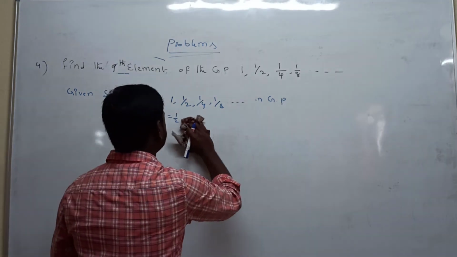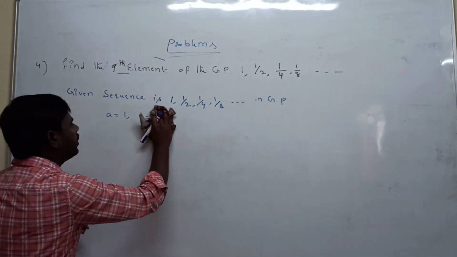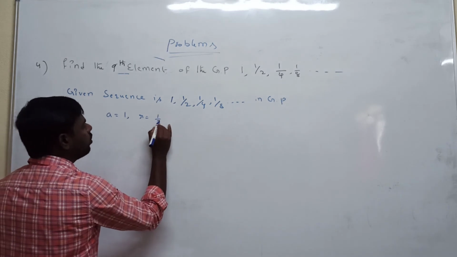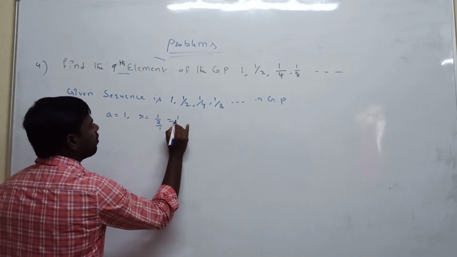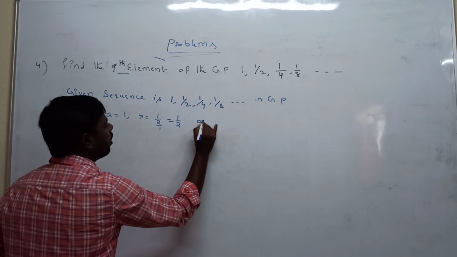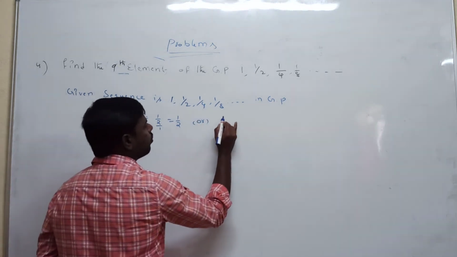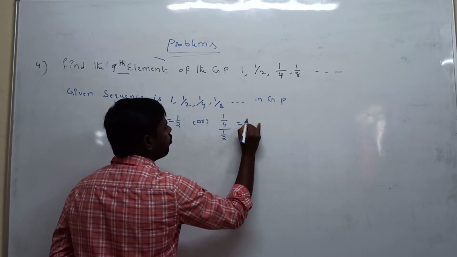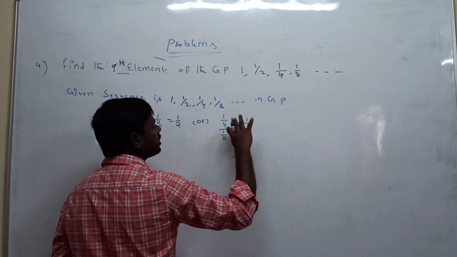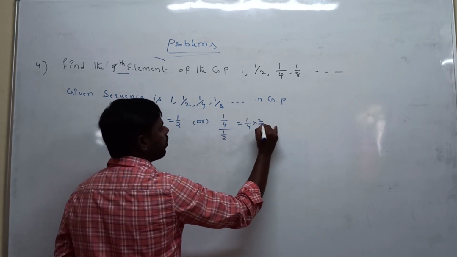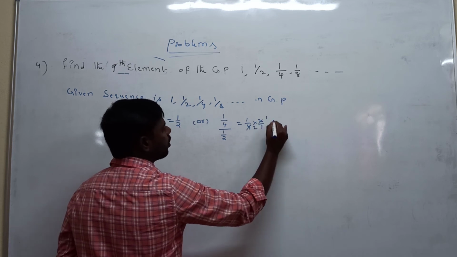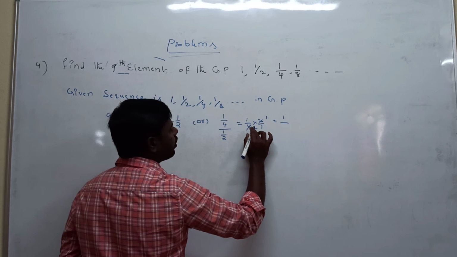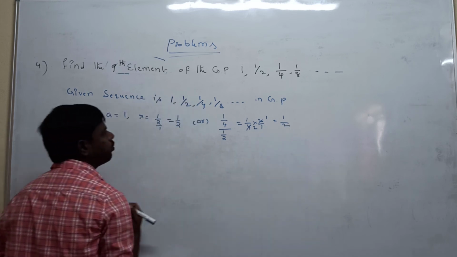Now what is the ratio of any term divided by the previous term? 1 by 2 divided by 1 is 1 by 2, or r. I am taking 1 by 4. 1 by 4 divided by 1 by 2 is equal to 1 by 4 times the reciprocal, meaning interchange, 2 by 1. Product of the numerators, 1 into 1 is 1, denominators, 2 into 1 is 2. So our ratio is 1 by 2.